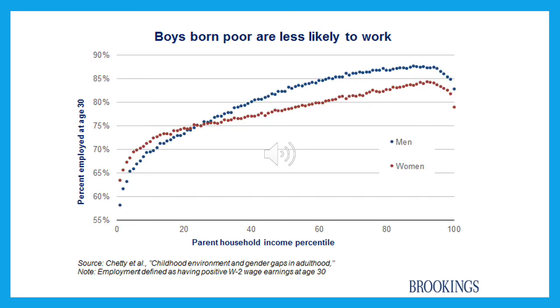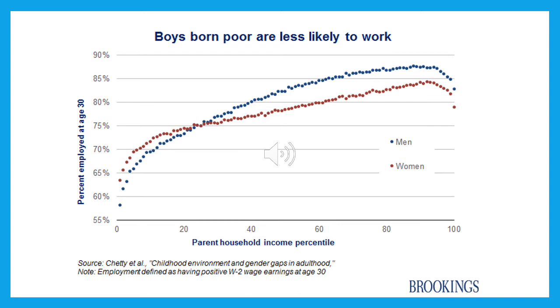So this chart shows us something a little more complex. This chart shows us how likely men and women are to be employed when they're 30 years old, correlated with parents' incomes. So we see that women are slightly less likely to be employed than men at most income levels, but for those whose incomes are the lowest, women are actually more likely to be employed than men. And we can talk more about that when we get into gender later on in the semester.